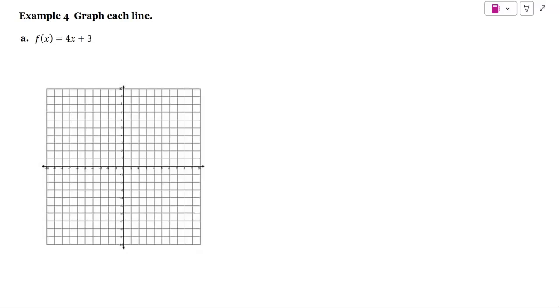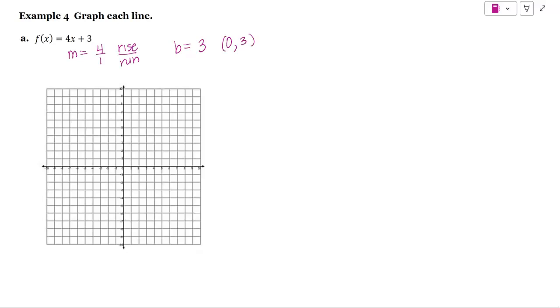For example 4, we're going to graph lines. In example A, the function is already in the format of mx plus b. We can see that the slope is 4, or we'll write it as 4 over 1. That way we can calculate rise over run. And then the y-intercept is 3, which is the point (0, 3) on the y-axis.